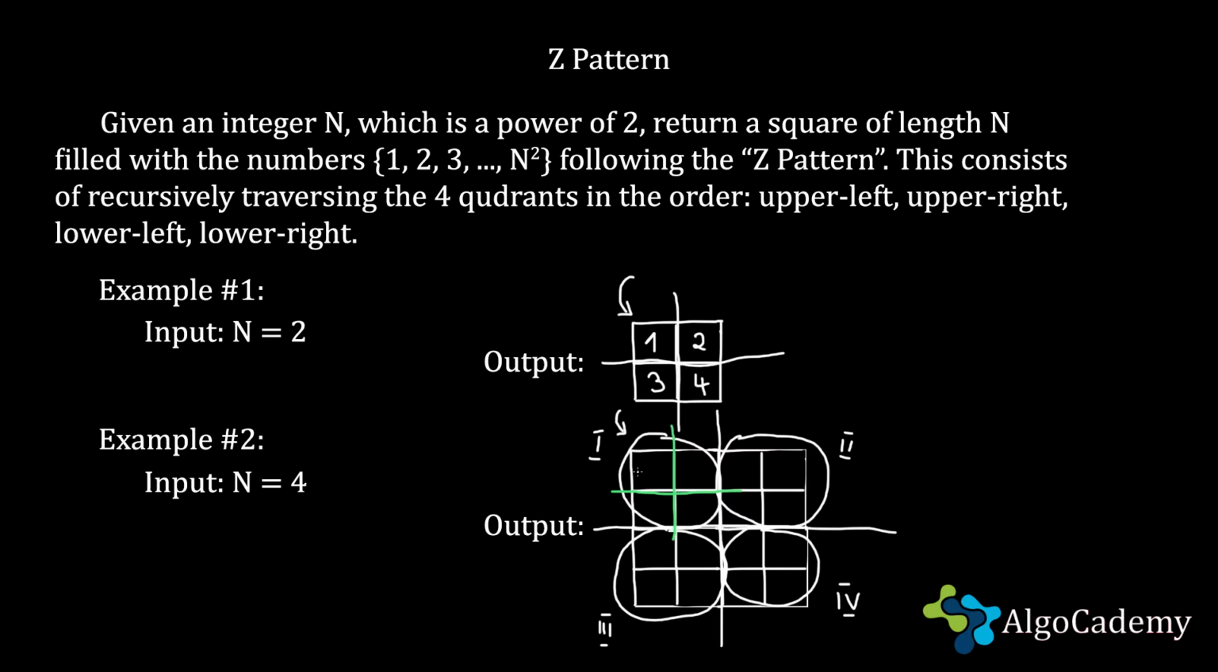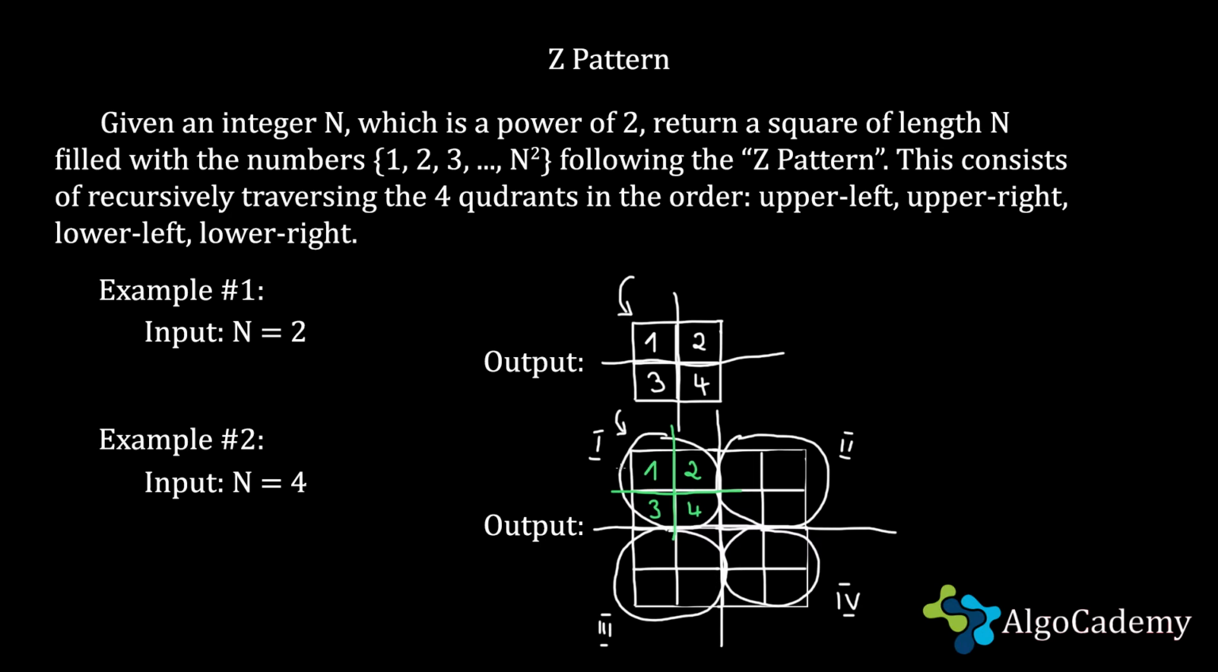Right? So we can go right away in the order of them and fill them with numbers. So this is the first one, upper left, upper right, lower left, lower right. Awesome. Now, as you can see, we are finished with this quadrant.